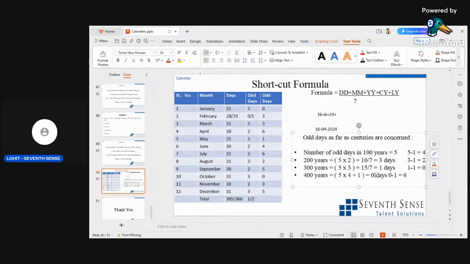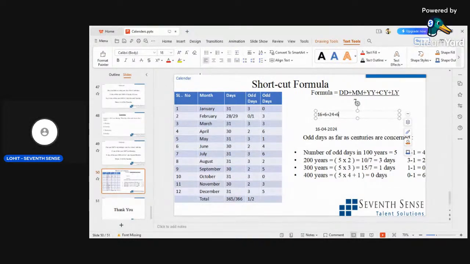Previously it was 0, right? Yes or no? Previously it was 0, but now it is 6. Why? Because in the shortcut you are going to minus 1 in the previous formula. Previously we had 5, we had 3, we had 1, we had 0, right? In that we are going to do minus 1, minus 1, minus 1, minus 1. So you're going to get for 100 now it is 4, for 200 now it is 2, for 300 now it is 0, and for 400 now it is 6. So for 2000 it will be 6. As simple as that.